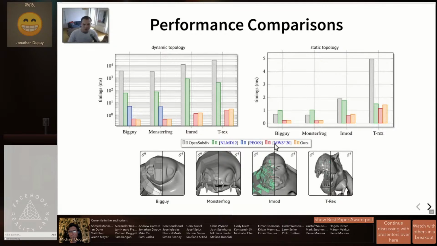the method of Mlakar and colleagues, which is a very recent paper that was introduced a couple of months ago at Eurographics, and it does pretty much the same thing as ours. Actually, in practice, it outperforms us slightly most of the time.